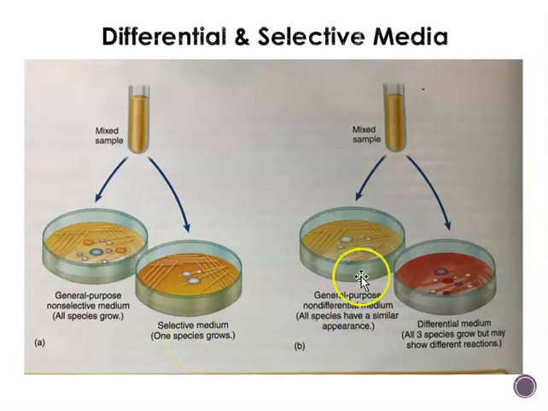And then the same idea over here, where we start with a mixed sample, put it on general purpose media where everything grows, but then differential media, so we're differentiating based on color changes, and usually it's sugar utilization, so you can see the different colors of the organisms that grow there.